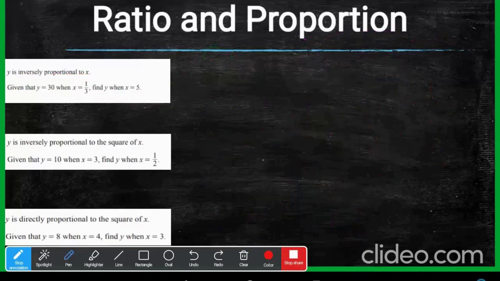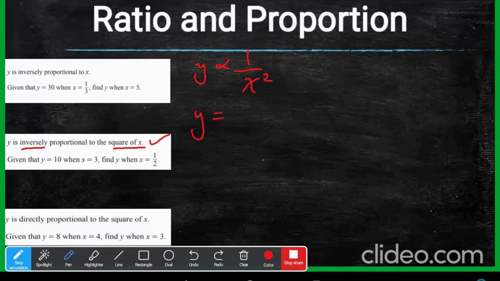Now, moving towards the next question. Y is inversely proportional to the square of x. Now, this is very interesting. Y is inversely proportional to the square of x, so I have to write x square. Now the same process. When we remove the proportion sign, it will become equal to k.